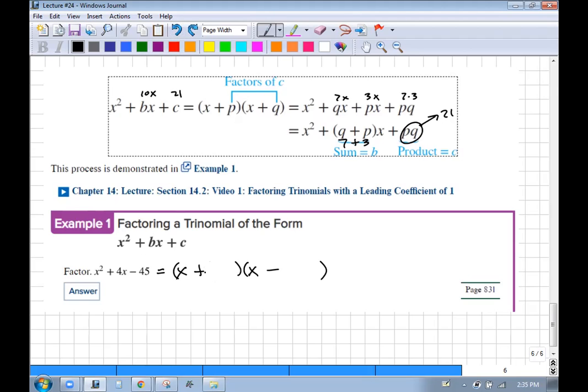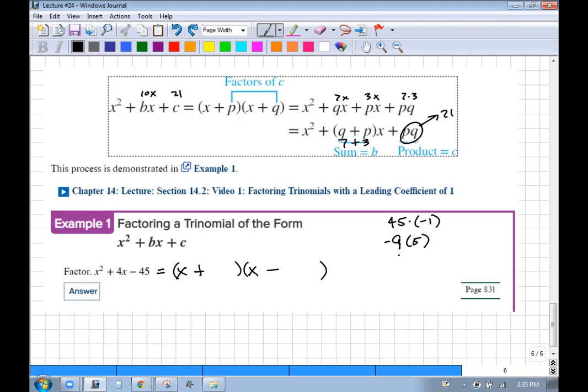So one of these numbers has to be positive and one of them has to be negative. If we think about all the possibilities, we could have 45 times -1. That would give me a -45, right? But they don't add to give me a +4. See what I mean? We have to think of all the different ones. I'd look at, let's say, -9 and 5. They multiply to give me -45, right? But they add to give me a -4. We need to get a +4.